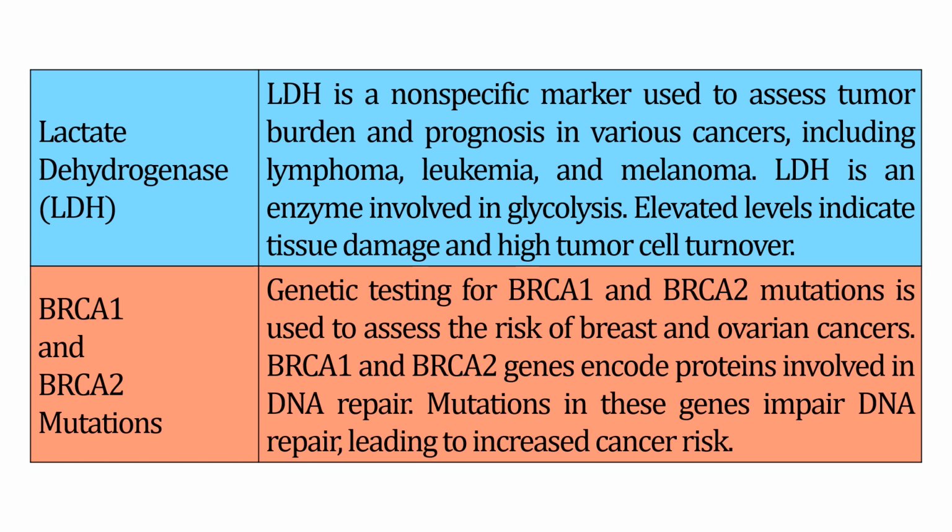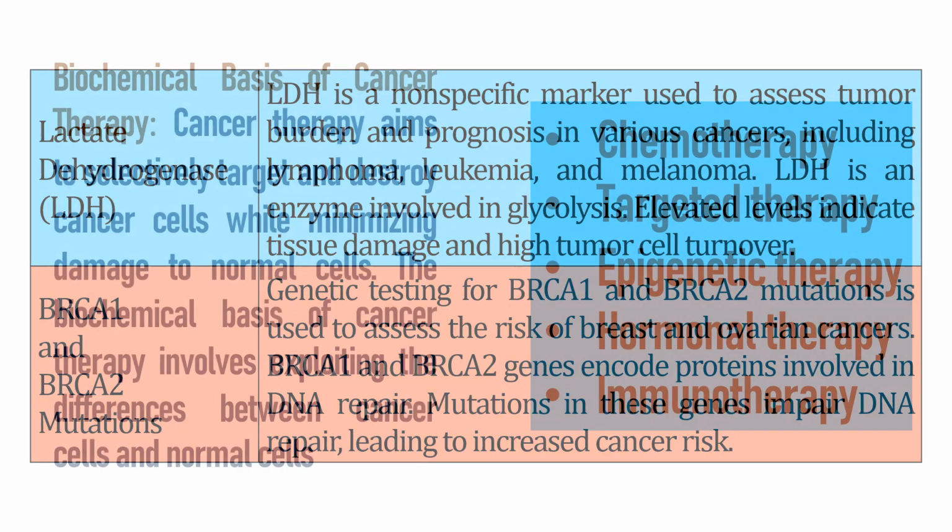Genetic testing for BRCA1 and BRCA2 mutations is used to assess the risk of breast and ovarian cancers. BRCA1 and BRCA2 genes encode proteins involved in DNA repair. Mutations in these genes impair DNA repair, leading to increased cancer risk.